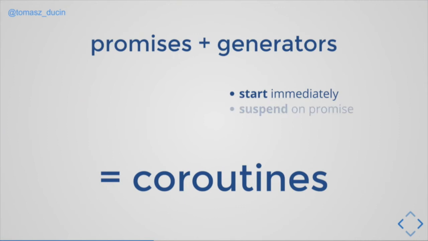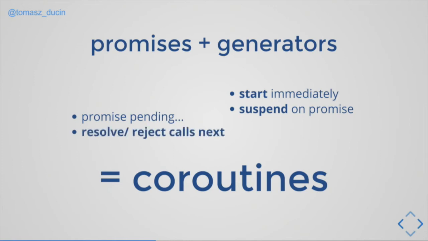It will start immediately. Now, the whole thing is that we are going to yield promises. We're not going to yield just simple values. We're going to yield promises. When I yield a promise, I'm going to suspend on this promise, right? So basically, the generator will pause while yielding the promise. And the generator is just waiting for the promise to resolve, right? So the promise is pending, and the generator is paused, right? When the promise gets resolved or rejected, the generator is resumed, right?